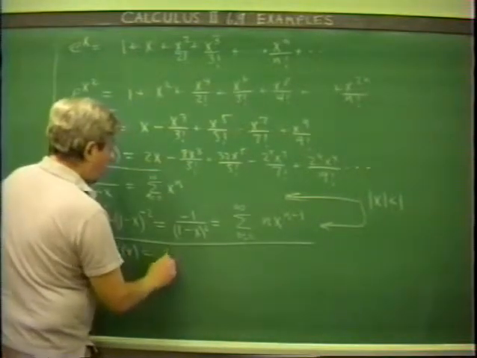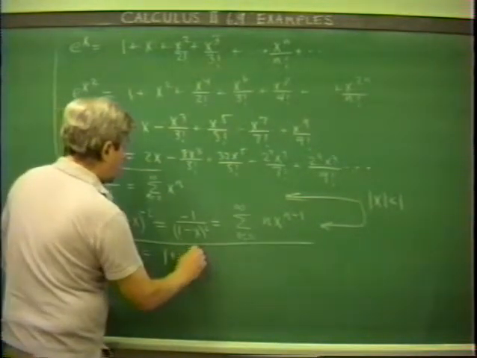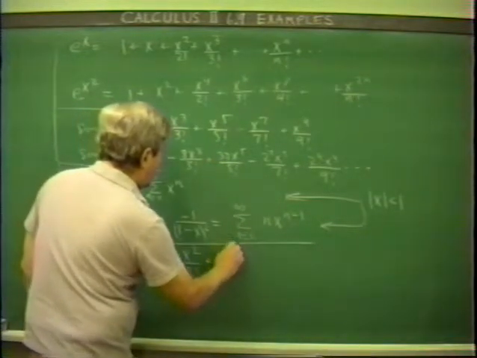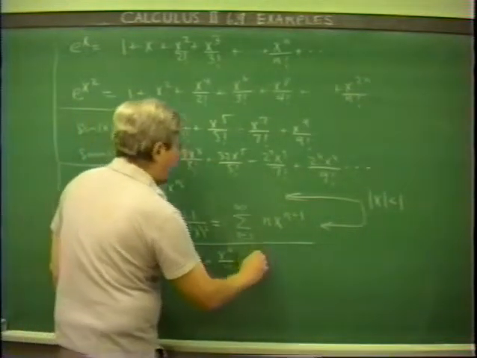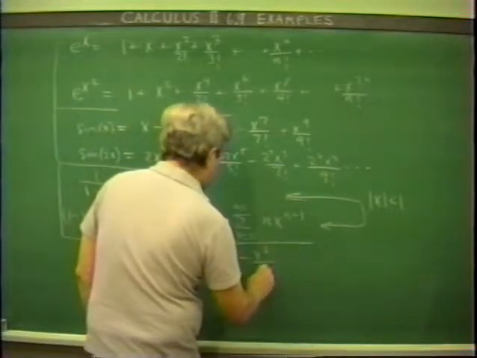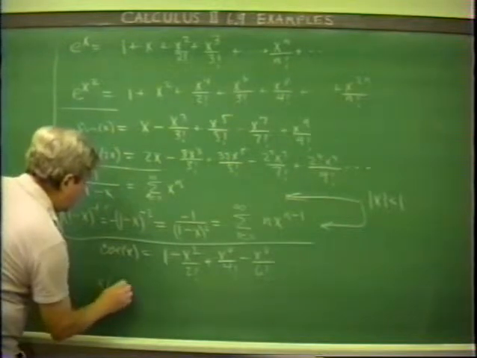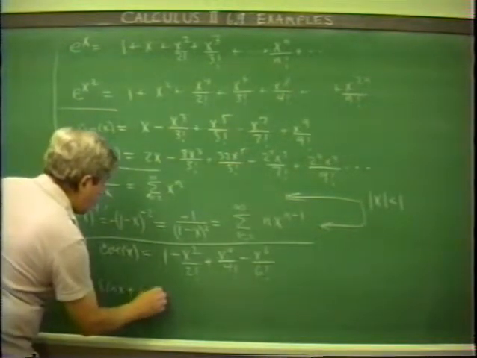Right. We've got sine of x, cosine of x is equal to 1 plus x minus x squared over 2 factorial plus x to the 4th over 4 factorial minus x to the 6th over 6 factorial, and so forth.